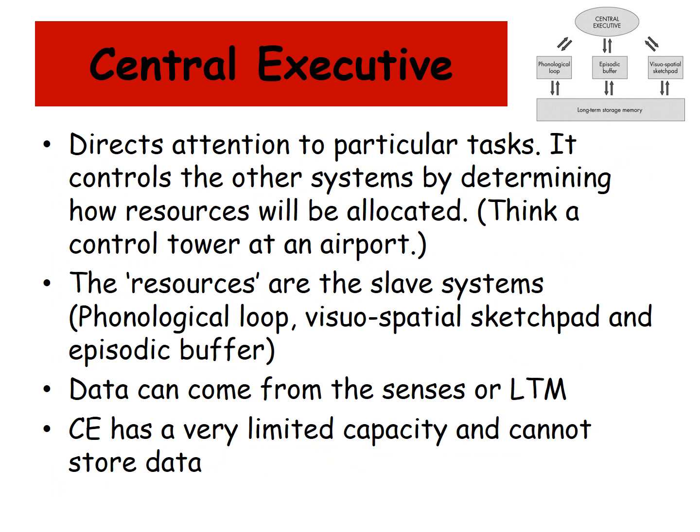So same again, central executive, and it's just going into a little bit more detail than the previous slide. So slave resources that it can control are the phonological loop, visuospatial sketchpad, and the episodic buffer. Where does this data come from? Well, it comes from the senses or it comes from the long-term memory, but the central executive itself has a very limited capacity and it cannot store data. Central executive is also a criticism of this model because we don't really know what it does fully. So it doesn't really have this role explained very well, and that can be a criticism of this model, as we'll have a look at later.